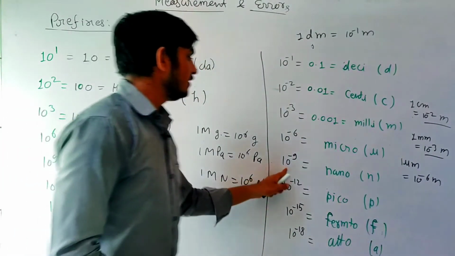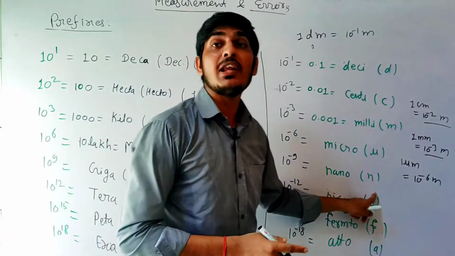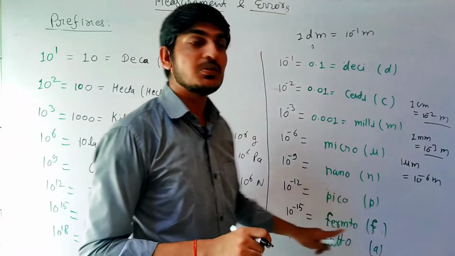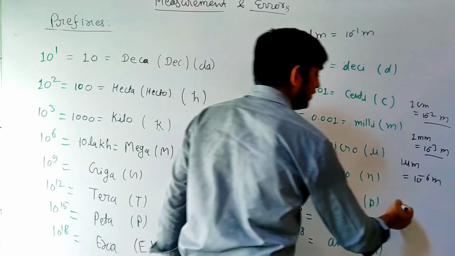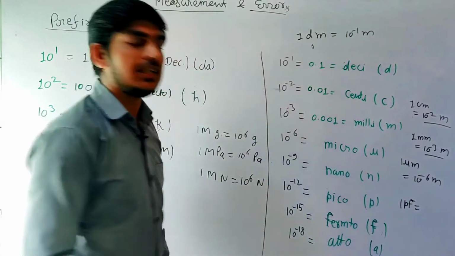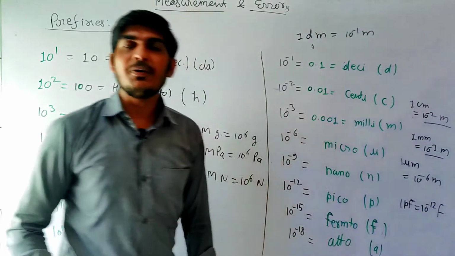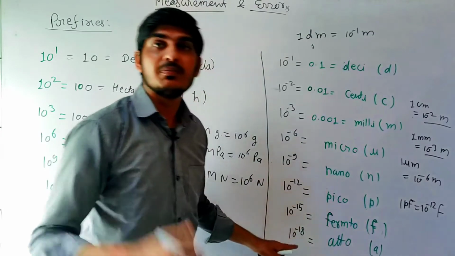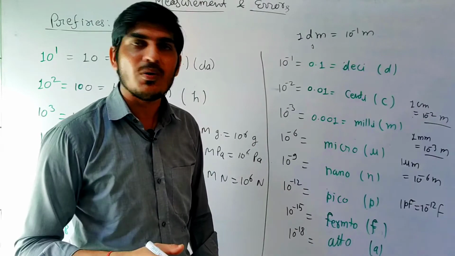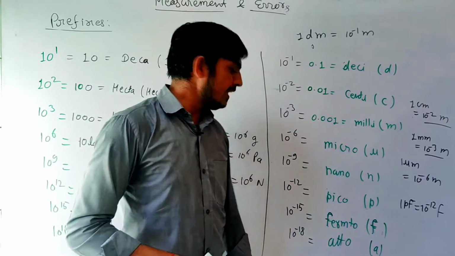Got the point? Yes, 10 to the power minus 9 nano, small n, very good. And 10 to the power minus 12 pico, small p. I said 1 picofarad, unit of the electrical capacitance. So that will be 10 to the power minus 12 farad. Very good, dear student. Be attentive. 10 to the power minus 15, femto, represented by small f. Very good. 10 to the power minus 18, atto.